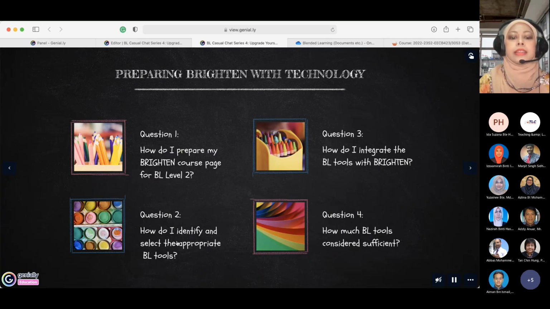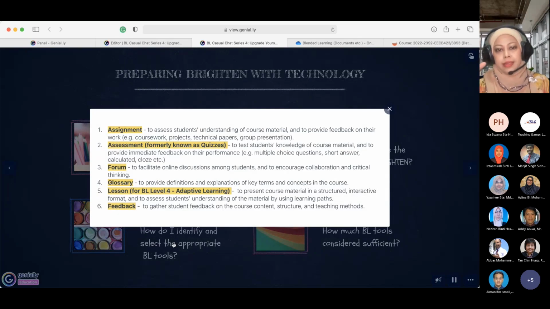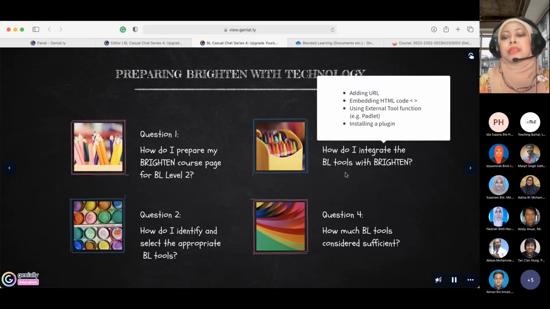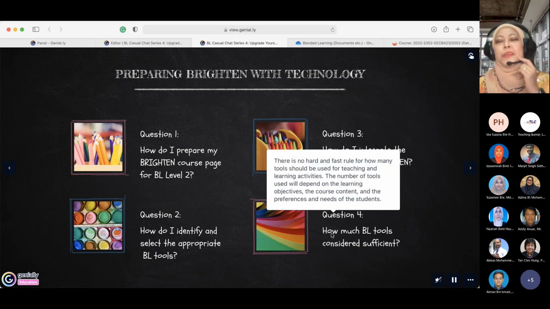And of course, this one, how do I identify and select the appropriate tools? I've already talked about this. You can always justify what is the thing that you want the students to consider. So use which one? I've already touched on this in Brighton just now. Integrate tools, how, the many hows. And this is the most important question of all before we break and adjourn our BL Casual Chat series. How many tools is considered too much, or is it going to be less? So there's no hard and fast rule for this, unless you're thinking that it is too little. It's up to you. But one thing for sure, students do not like something which is overwhelming.